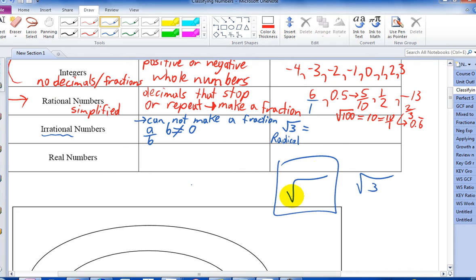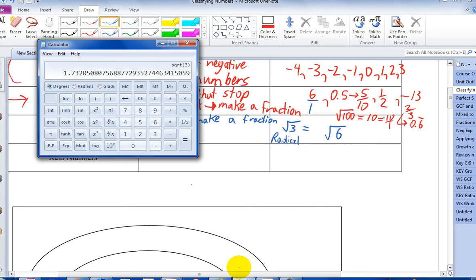What do you think? Can you do square root 6? Try it on your calculator if you got one. If you don't, have a look up here. Whoops, what do I do here? Yeah, clear. 6 square root. I have an old calculator, so I have to do it backwards. Look at that, huge. Goes on forever and ever. No repeating. Okay, so that's irrational.